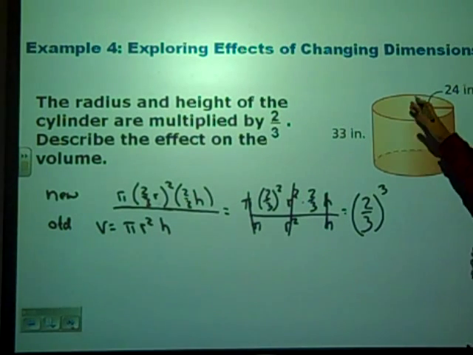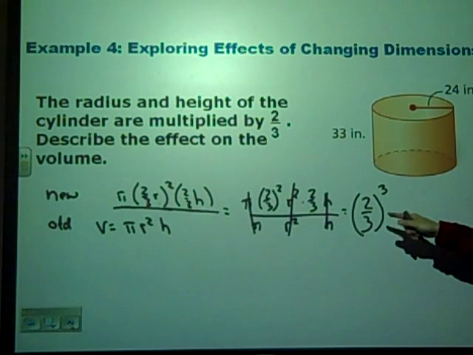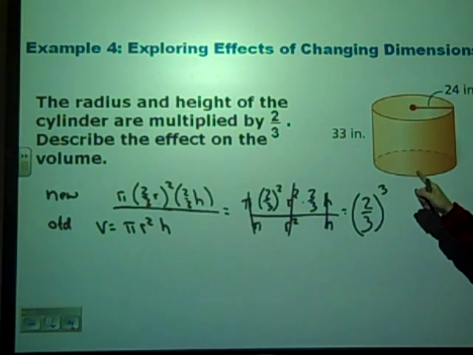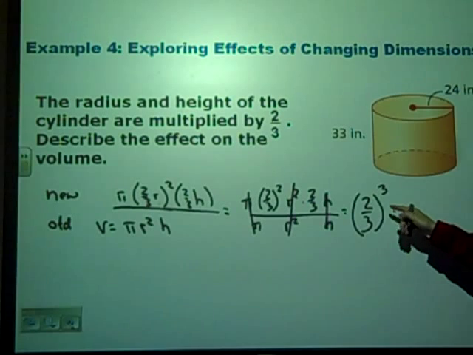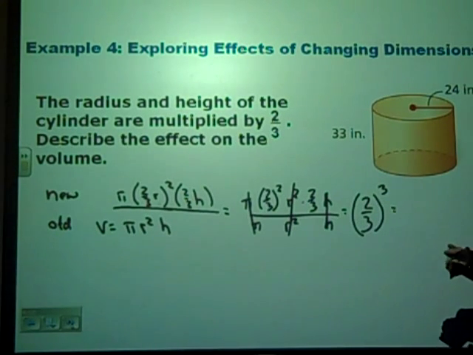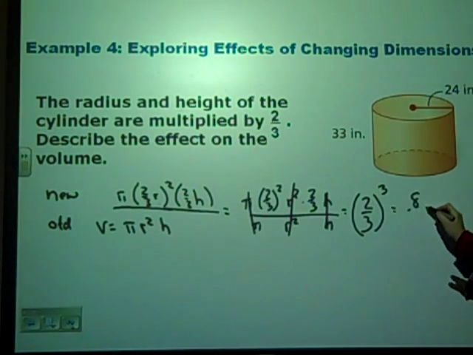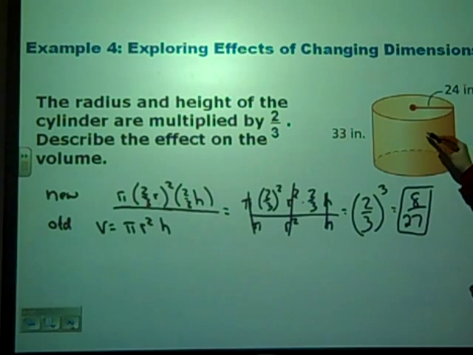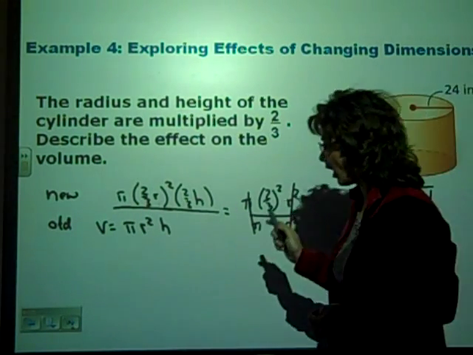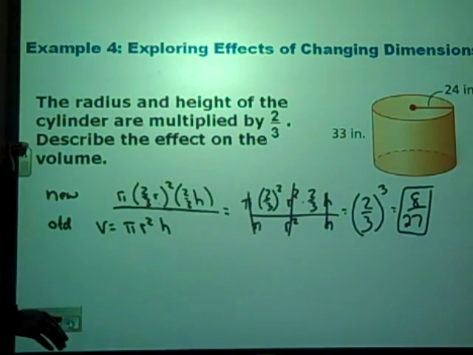The change in the volume, if you change the dimensions, is going to be that scale factor cubed every time. In this case, 2 cubed, 2 times 2 is 4, times 2 is 8, 3 times 3 is 9, times 3 more is 27. There would be our change. This would be 8/27 of the original size. Always to find that change in volume, cube the scale factor.